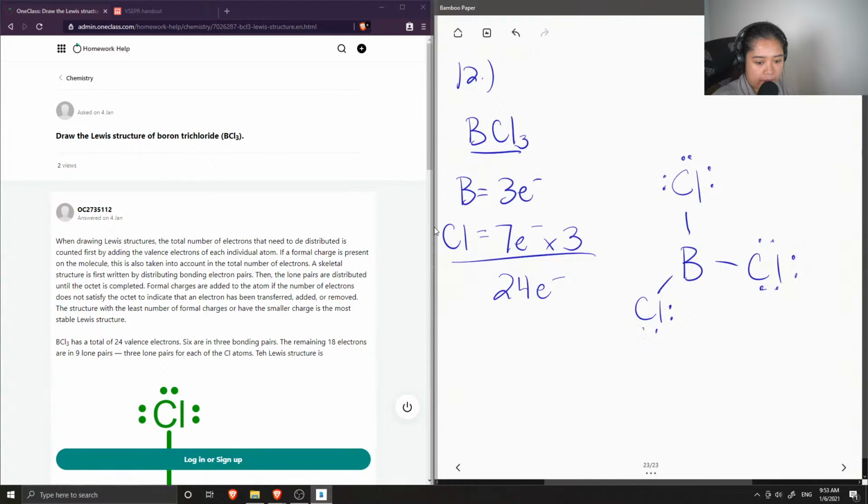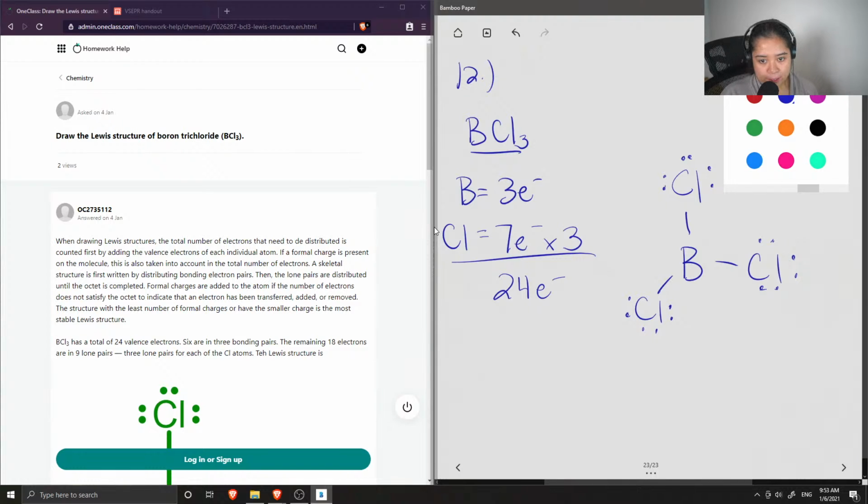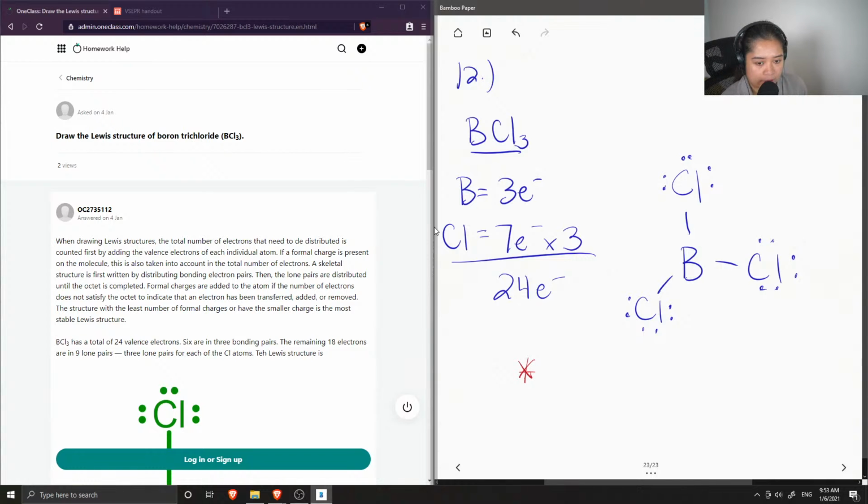And if we remember that each bond contains 2 shared electrons, if we count out the total number that I've drawn so far, we have 24, which is what we want. And notice that boron doesn't have a full octet, but this is okay since boron is an exception to the octet rule. So it is perfectly stable with only the 6 shared electrons.